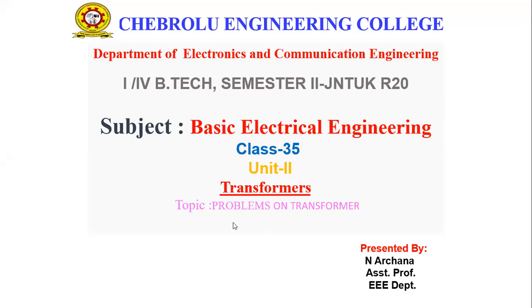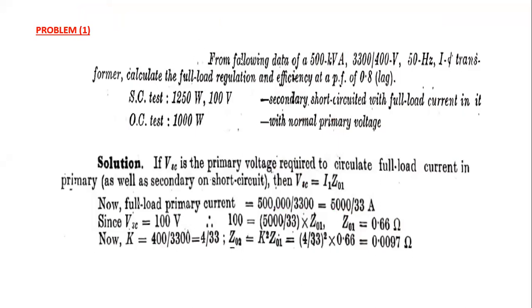Morning, one and all. Today we are going to discuss problems on the efficiency of a transformer and the voltage regulation of a transformer. Coming to the first problem, from the following data of a 500 kVA transformer, the rating of the transformer is 500 kVA, V1 is equal to 3300 volts, V2 is equal to 400 volts, and the supply frequency F is equal to 50 hertz.